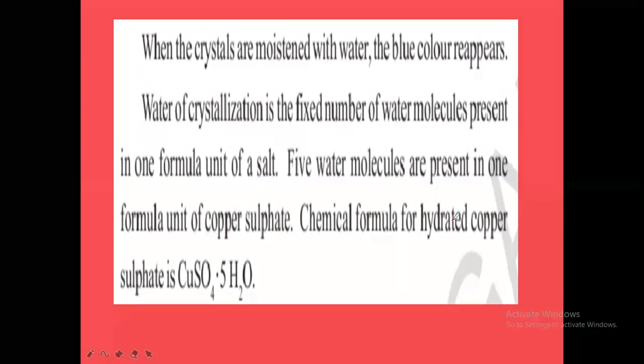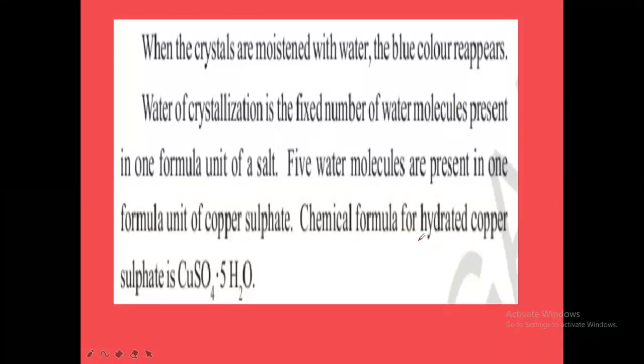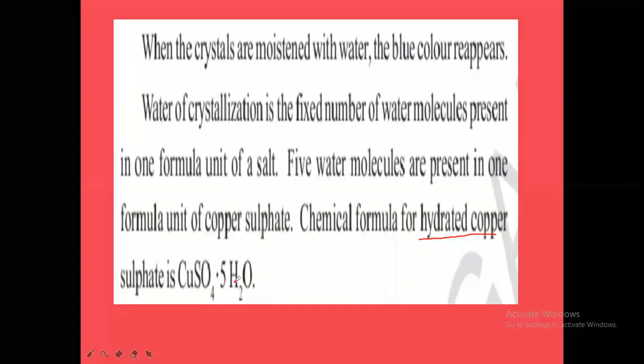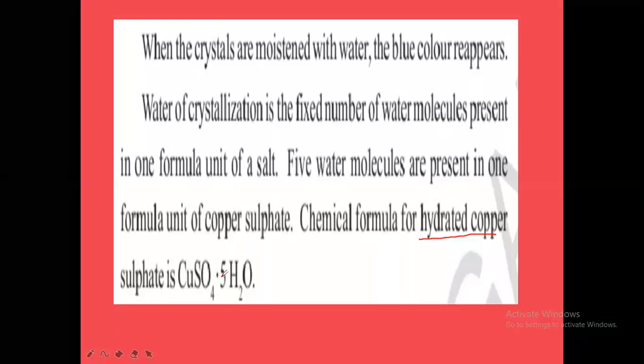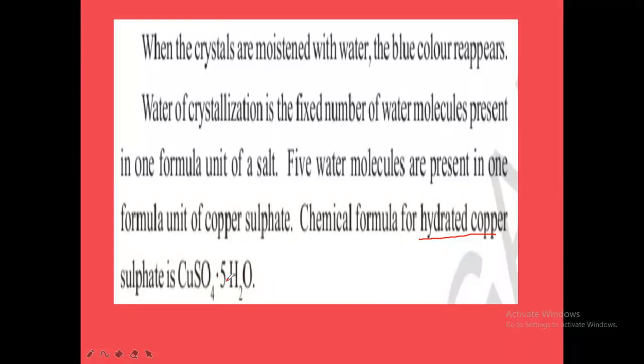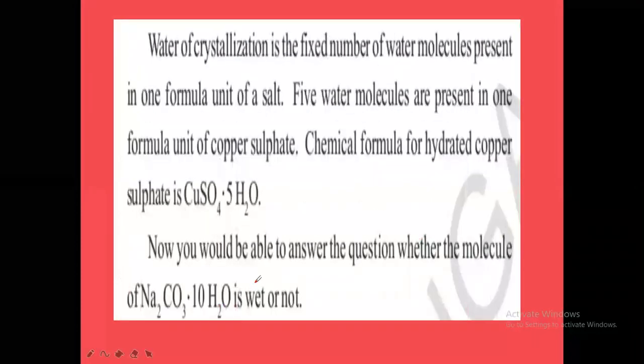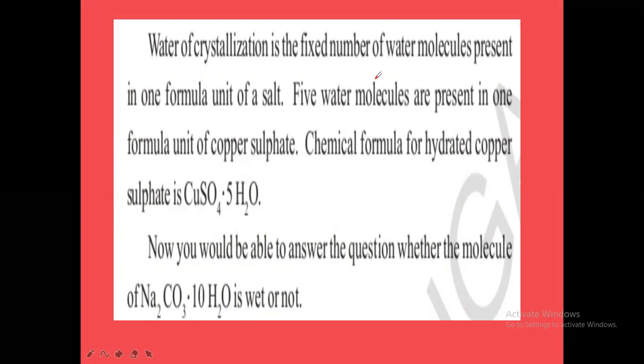The chemical composition for hydrated copper sulfate: hydrated means with water. Hydrated copper sulfate is copper sulfate 5H2O, which is commonly known as blue vitriol, or copper sulfate pentahydrate. Penta means 5, and hydrate means water here. So this is about activity 16, and water of crystallization is the number of water molecules present. This one is discussed now.